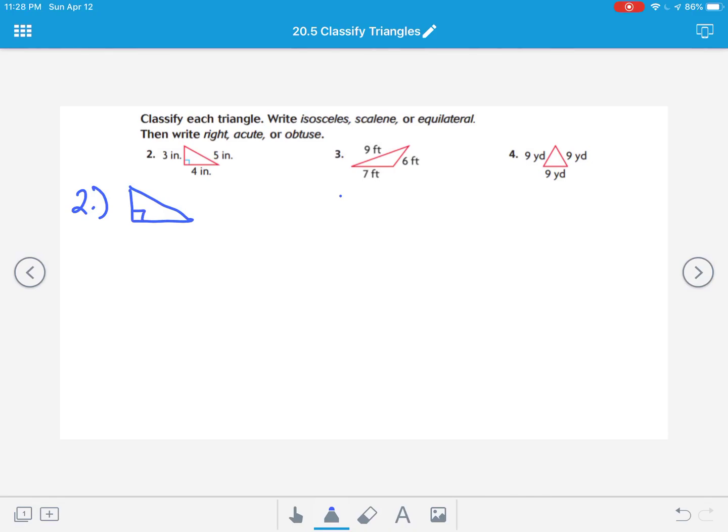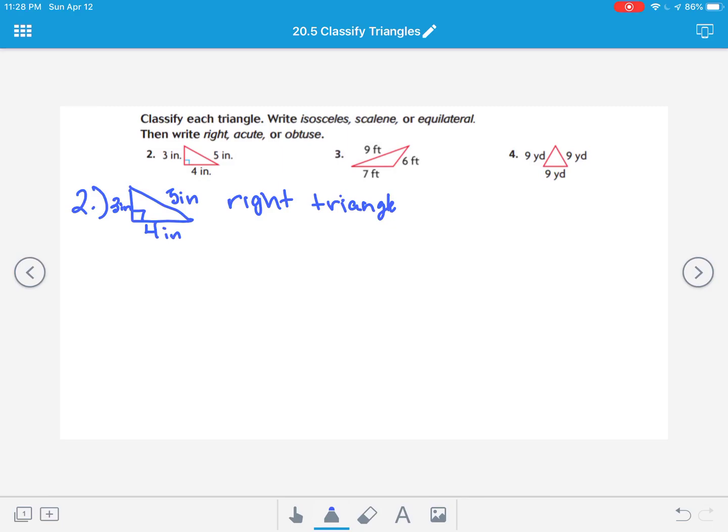I see it has that little blue box in it. That tells us that that is a right angle, which tells us that this is a right triangle. So it's a right triangle. And let's take a look at whether it's isosceles, scalene, or equilateral. Let's look at the sides. So that was looking at the angles. Now we're looking at the sides.